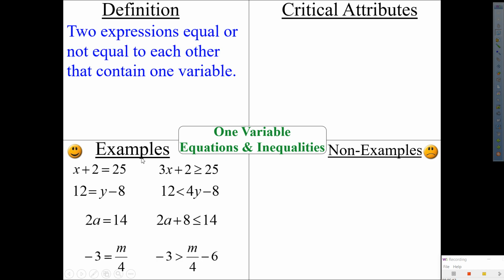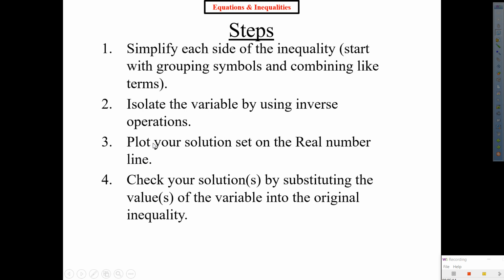These are the examples. Non-examples came up with hashtags. Do we know the steps? Yes. Simplify, isolate, plot, check. Simplify, isolate, plot, check. Okay, we got that. However, today we're doing a very special type of equation known as absolute value. So I want you to copy these next steps that we need to use for that.